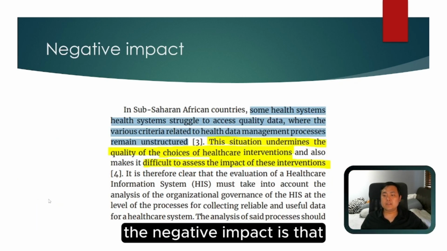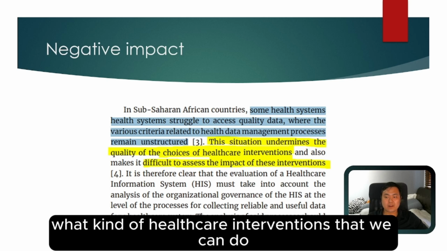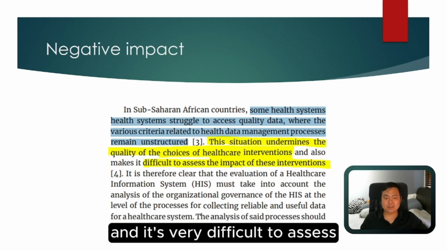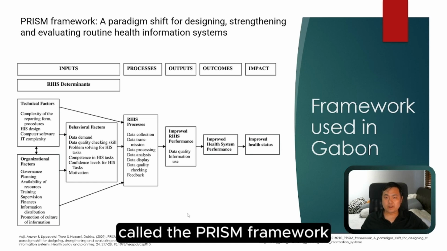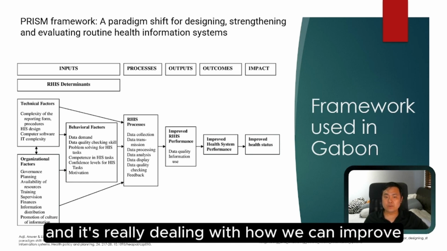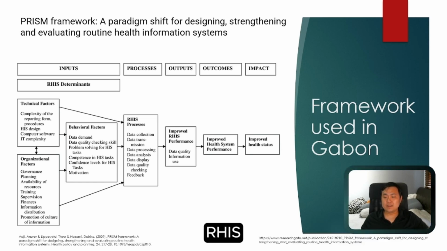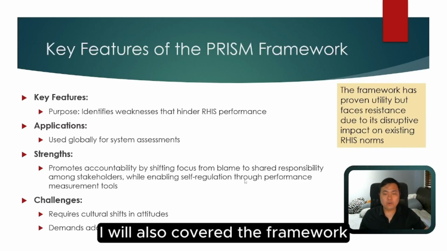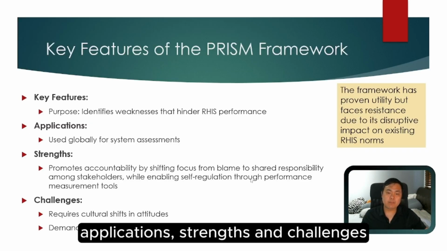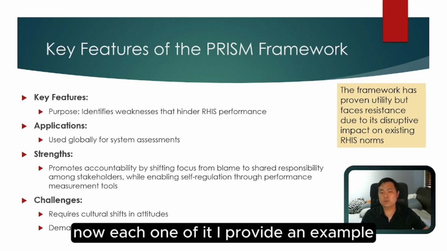The negative impact is that it is very difficult to know what kind of healthcare interventions we can do, and it's very difficult to assess the impact of all these interventions as well. So a framework was also provided called the PRISM framework, and it's really dealing with how we can improve RHIS, which is largely used in WHO for all these regions. I'll also cover the framework in terms of its key features, applications, strengths and challenges. Now, for each one of them I'll provide an example.